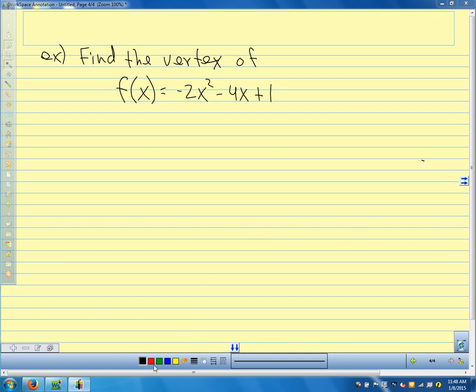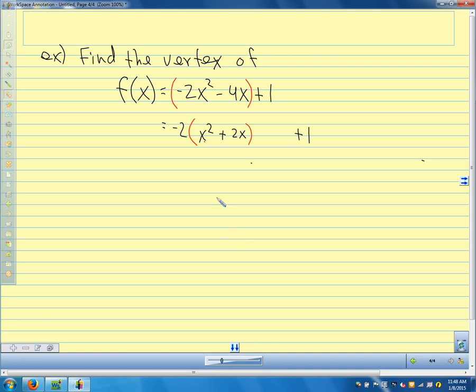So we're still going to complete the square using just this x squared part and this x part. But I'm going to factor this negative 2 out first. So I'm going to say this is negative 2 times x squared plus 2x, and I'm going to put the plus 1 there. And I'm going to complete the square on this part in the parentheses. But I got rid of that negative 2.